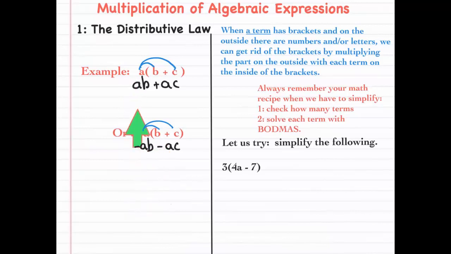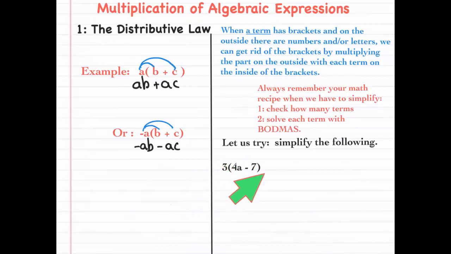Now these are just examples of the distributive law, but here we get to the kind of questions you will get in your exam. Let us try. Simplify the following. Always remember your math recipe, right? So how many terms are in the sum? This is where you have to tell me there's only one term, because there's no pluses or minuses in front of which I can draw a line. And remember, I cannot draw the line there because then I split this bracket and we just cannot do that, right?